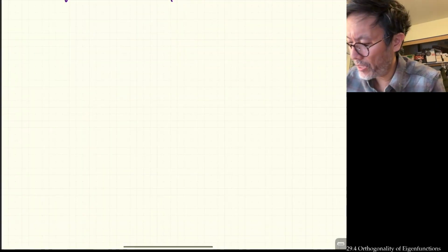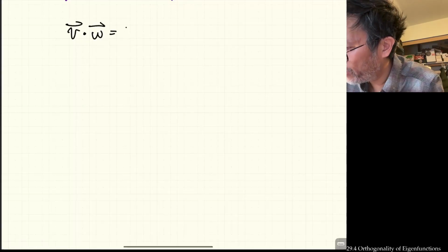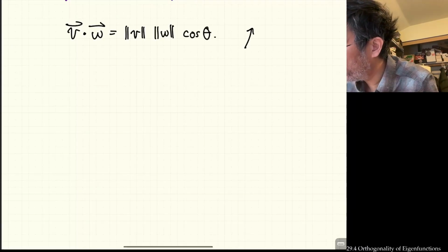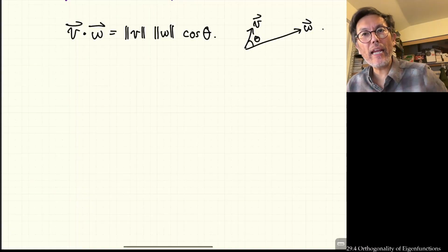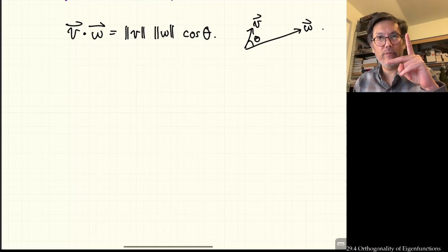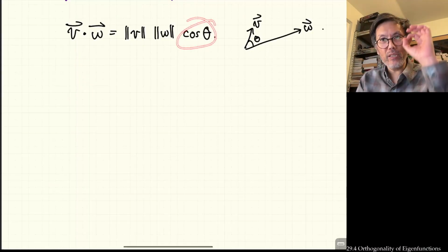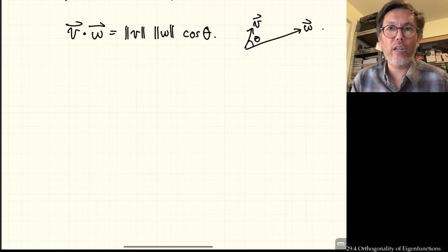Maybe you learned a formula at some point in your life like this: v dot w, these are vectors, is equal to the length of v times the length of w times the cosine of the angle between them. So if you have these two vectors, you take their dot product. Now imagine that angle theta is a right angle, pi over 2 radians. Then that's going to cause the cosine to be 0. Well, that must mean that the dot product is 0, as long as the vectors are non-zero, right?